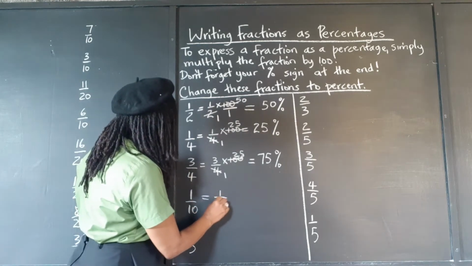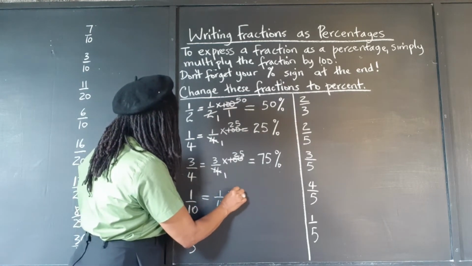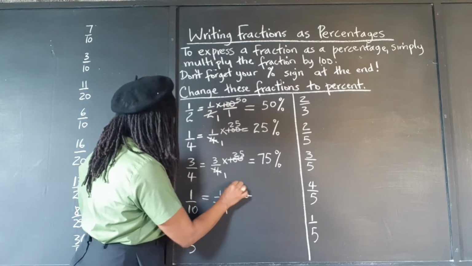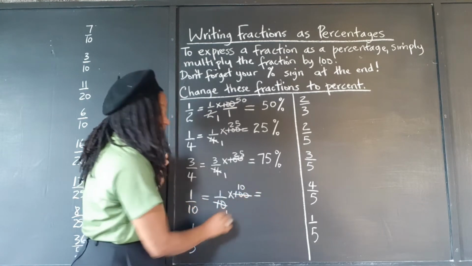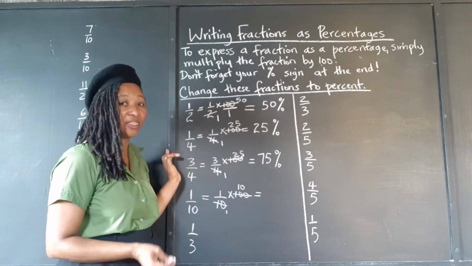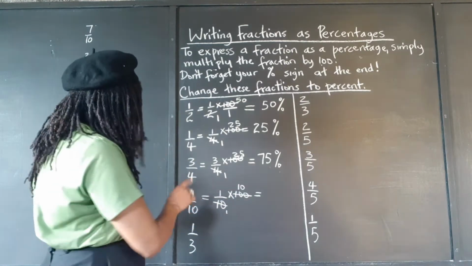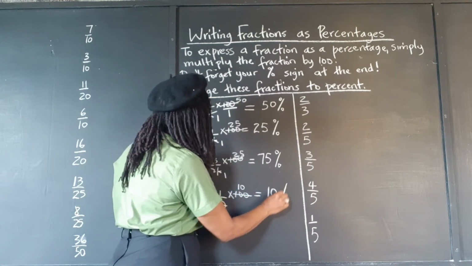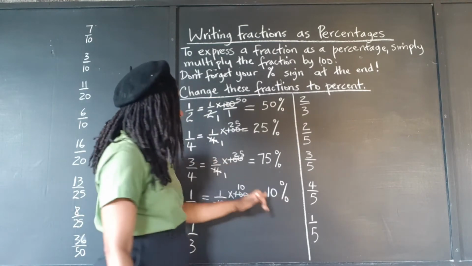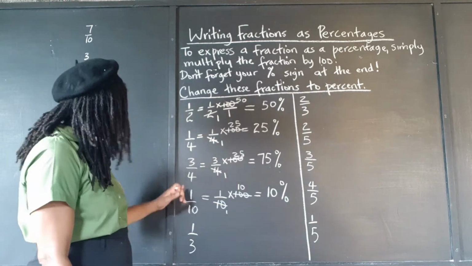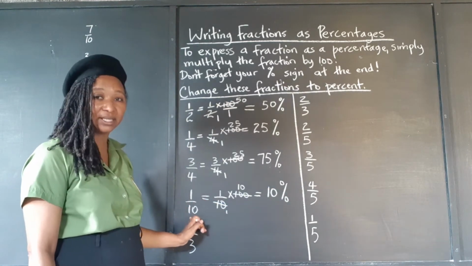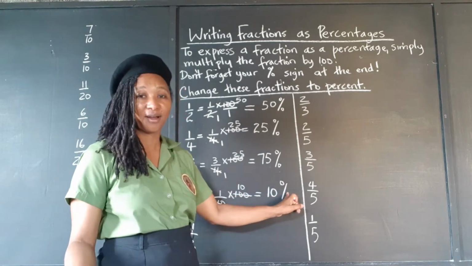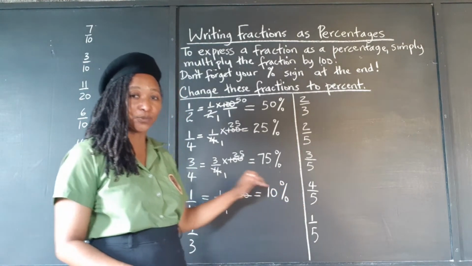1/10, so that's 1 over 10 times 100. We know that there are 10 tens in 100. That much you must know. There are 10 tens in 100. 1 times 10 is 10. So 1/10 is the same as saying 10%. 1 box out of 10 boxes is the same as saying 10 boxes out of 100 equal boxes. That's what we're saying.